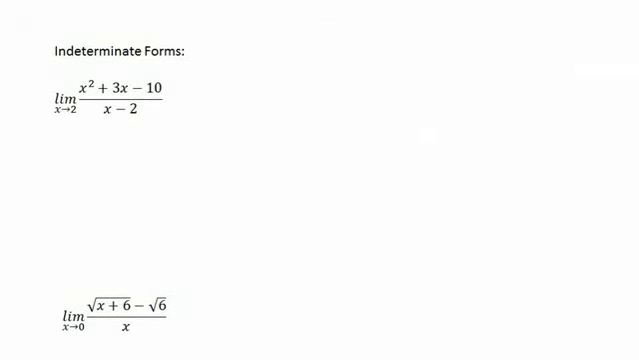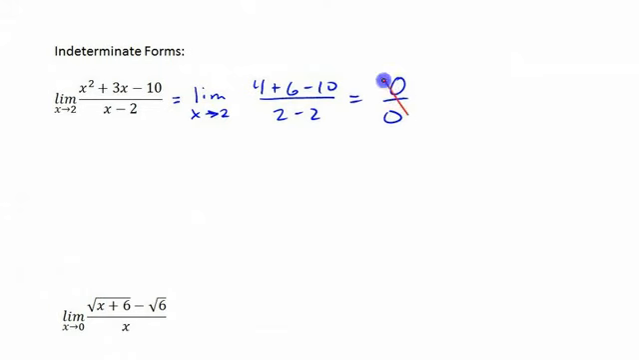Okay, now what happens when you plug in your c value for x and you get some weird stuff? For example, if I plug in 2 for x right here, I'm going to get 4 plus 6 minus 10 all over 2 minus 2, which is 0 over 0. Well, that's something that we can't deal with, right? That is called an indeterminate form.